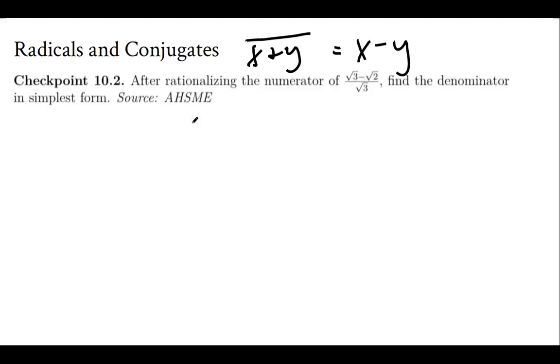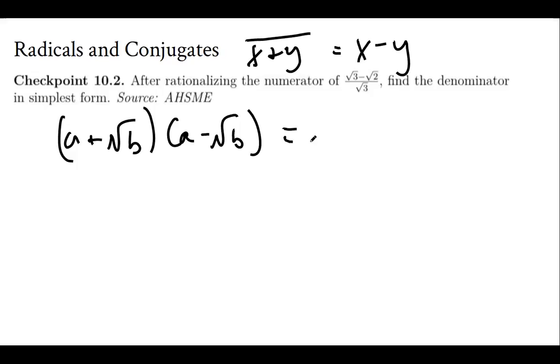And this is useful for radical number expressions, because if we have, for example, a + √b, and we multiply by the conjugate, we get rid of the radical. And that helps us simplify fractions and all that stuff. So let's take a look at this checkpoint and see if you can come up with an answer.